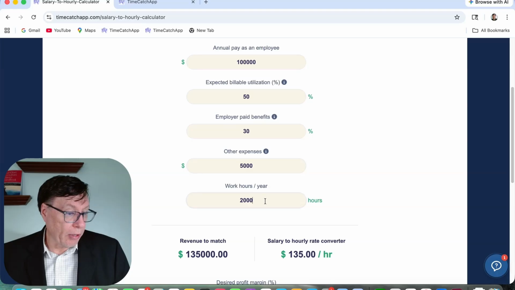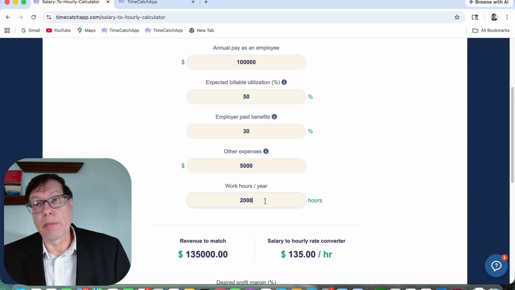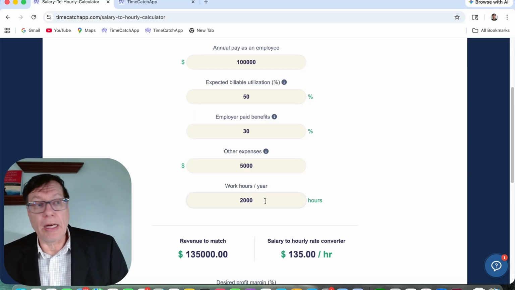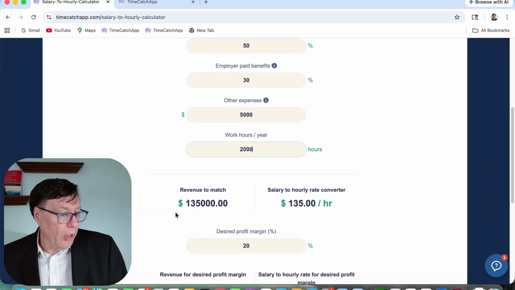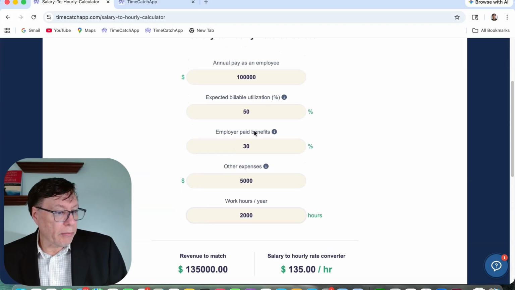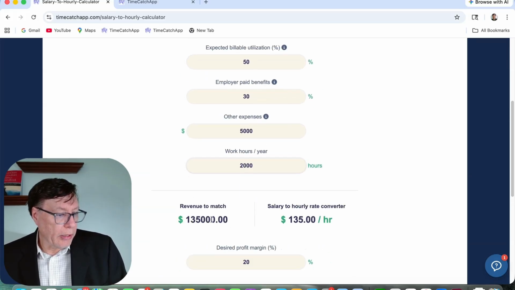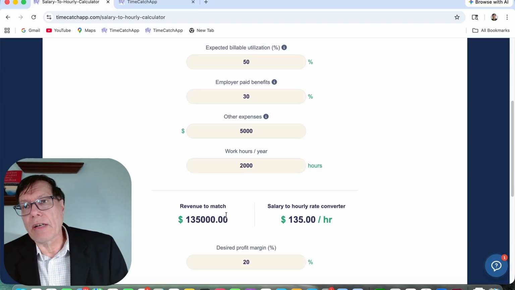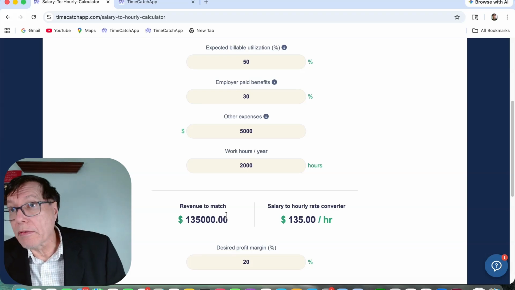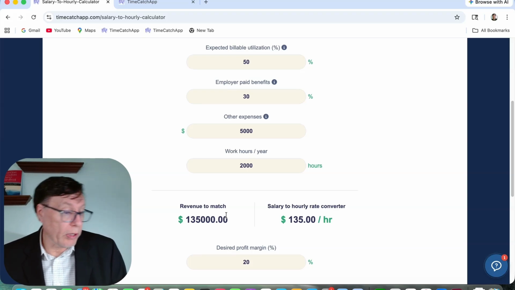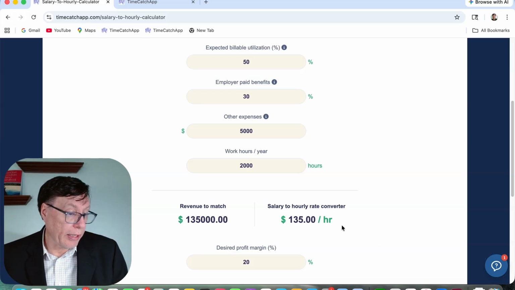And then how many hours are you going to be working in a year? Typical is 2,000 hours, maybe less if you're in some other regions. I just put about 2,000 in here. Okay, so to match an employer, you need to make $135,000 in revenue just to make what you were making as a full-time employee elsewhere. That's $135 an hour.